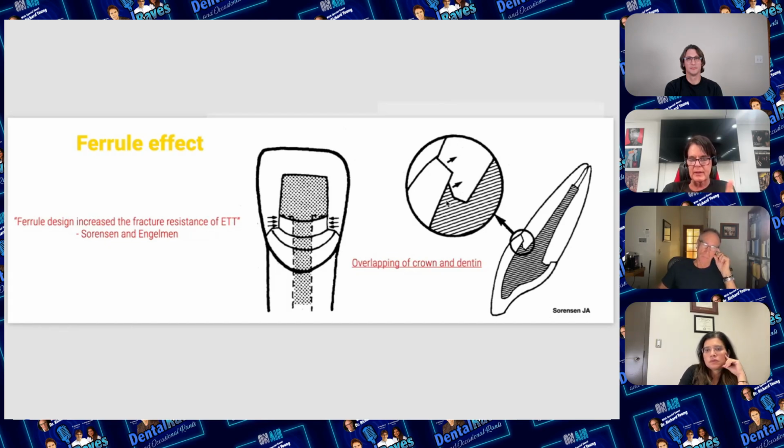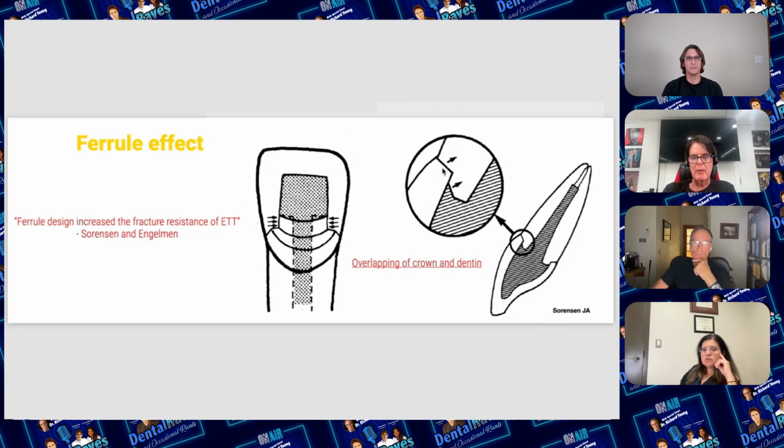Yes. But I'm not sure you explained this, the crown actually acts as a ferrule too, or the restoration acts as a ferrule if it's prepped beyond the edge of where the fractured tooth is. Did you discuss that or cover that? I did not. Okay.